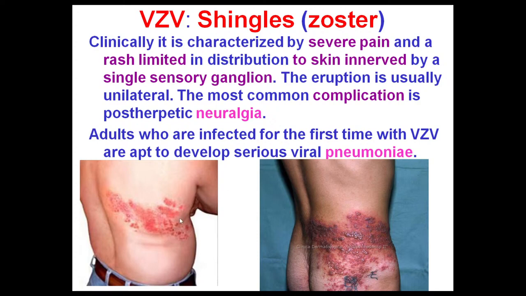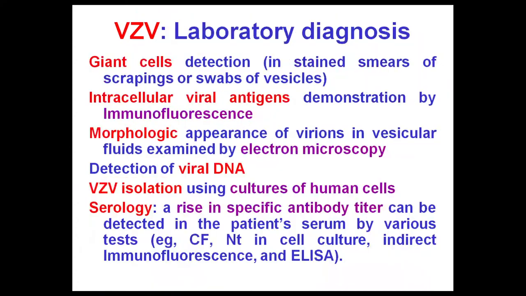My dears, you can see here the very clear clinical manifestation of shingles, accompanied by severe pain, and the rash is usually limited in distribution to skin innervated by a single sensory ganglion. The eruption is usually unilateral, and a common complication is neuralgia. People who are infected for the first time with varicella zoster virus as adults are apt to develop serious, even fatal, pneumonia. And we can see here pictures of HIV positive individuals with very severe immunosuppression. That's how shingles may appear in HIV positive individuals.